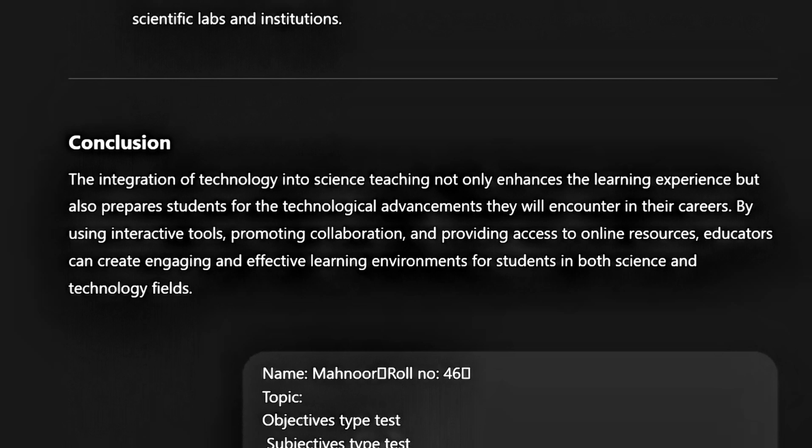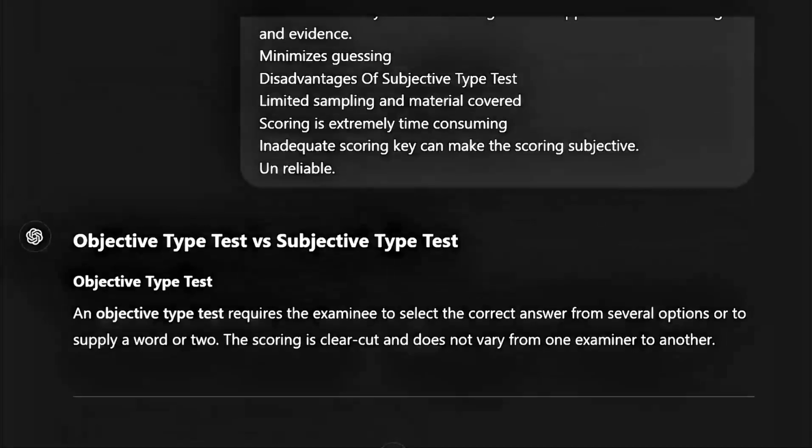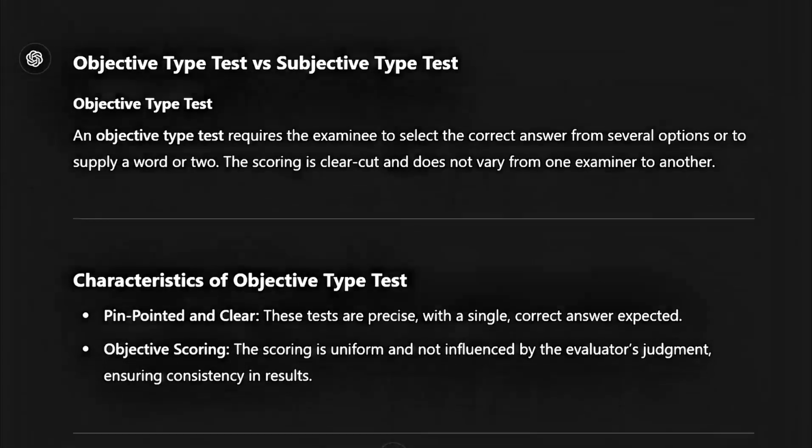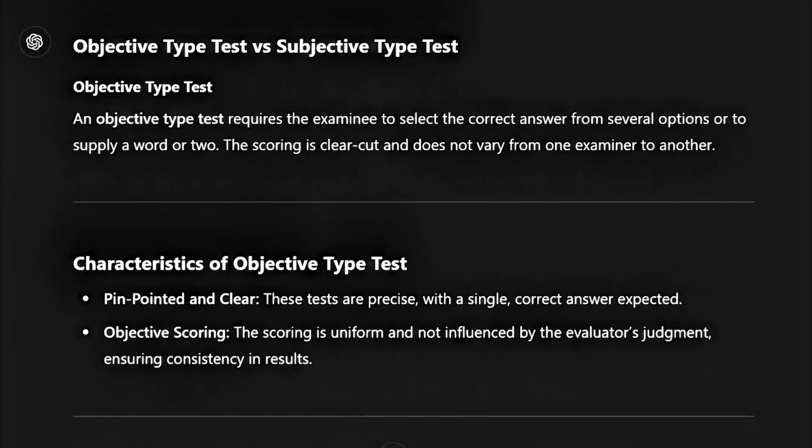for students. Objective type test versus subjective type test. An objective type test requires the examinee to select the correct answer from several options or to supply a word or two. The scoring is clear-cut and does not vary from one examiner to another.